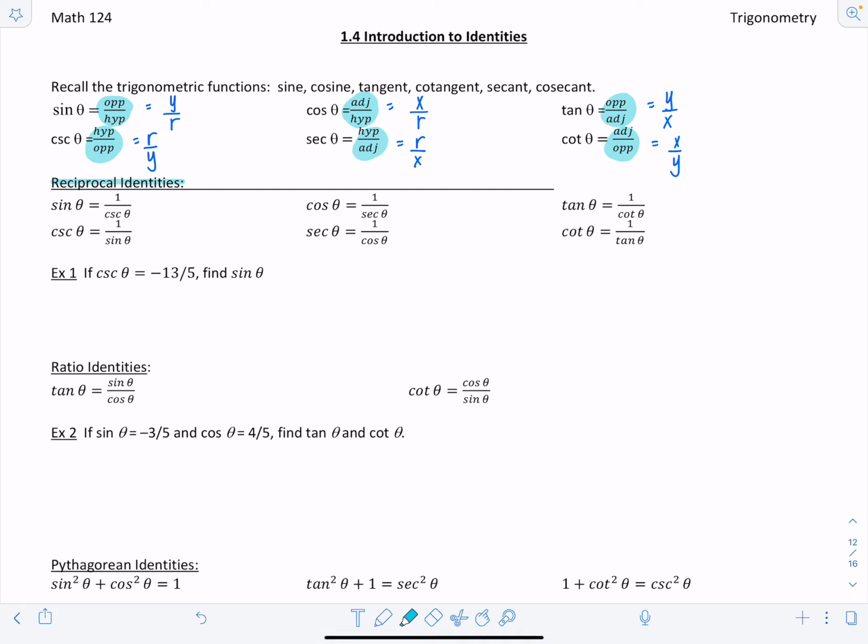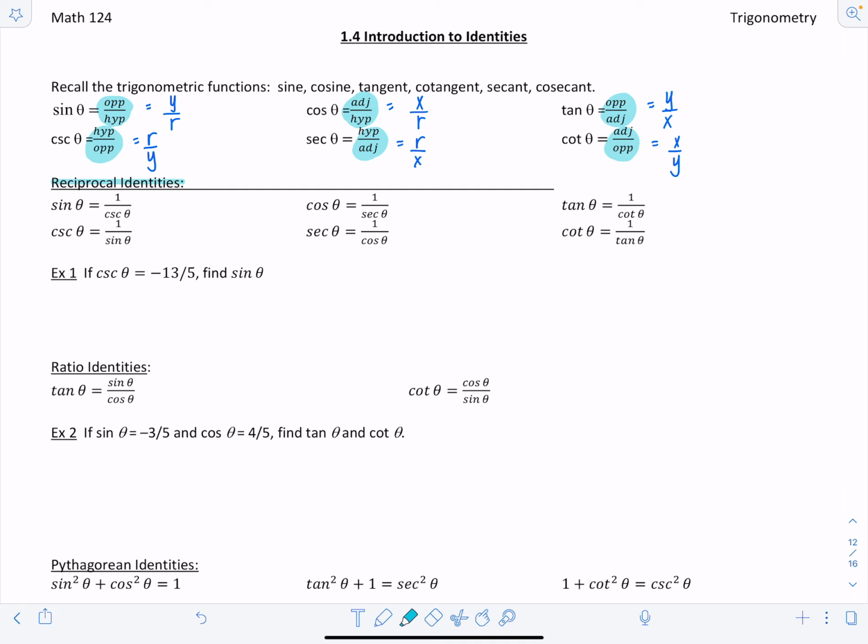Sine theta is equal to 1 divided by cosecant theta. And similarly, cosecant theta is equal to 1 over sine of theta. Cosine theta is equal to 1 over secant theta. And secant theta equals 1 over cosine theta. And then lastly, tangent theta equals 1 over cotangent theta. 1 over anything, that means it's taking the reciprocal. And cotangent theta equals 1 over tangent theta.